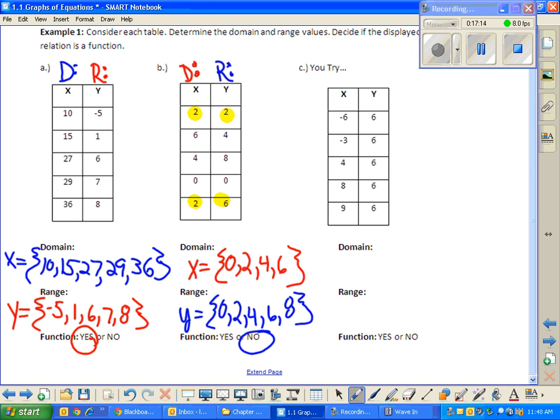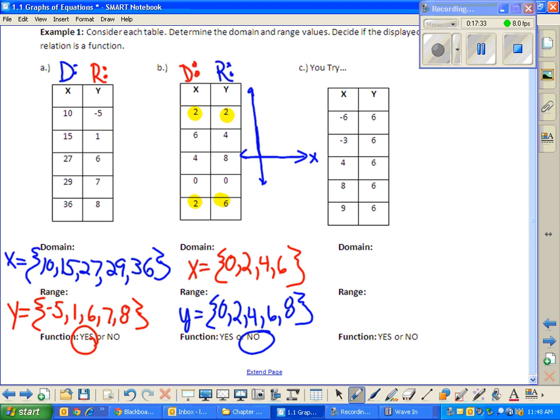Let's say you can't remember that definition. Looking for things to repeat in the x column doesn't quite work for you. Remember that all we're actually doing is a different version of the vertical line test. So you could always draw a picture. You know, what goes on the smartboard goes in your notes.